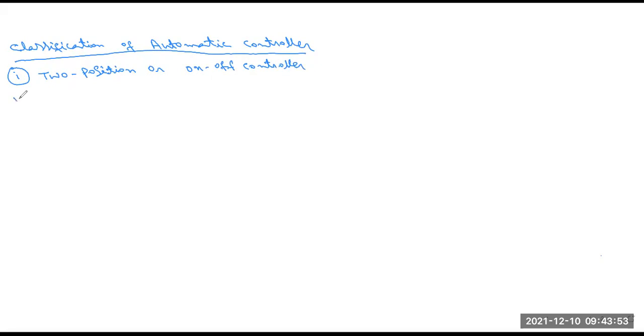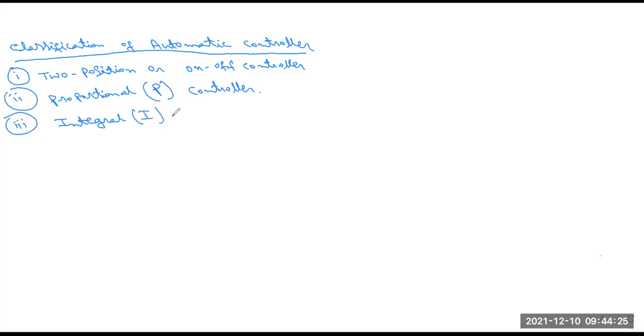Next, number two, we know that everyone, that is proportional controller. Proportional, that is P. We have to determine that is P, that is proportional controller. Number three, we know that this is integral. This is represented by capital I, integral, or sometimes it is also called reset. Okay, this is reset controller.